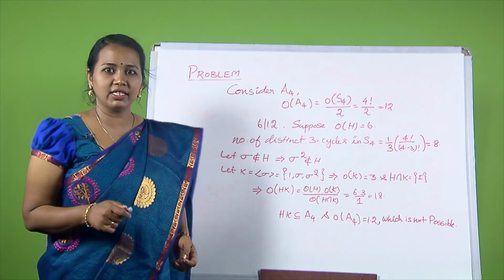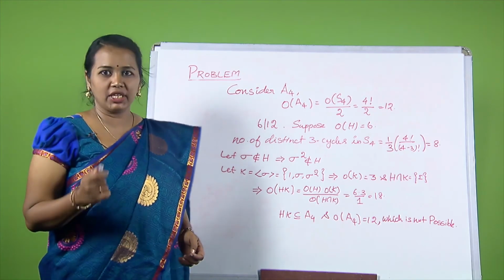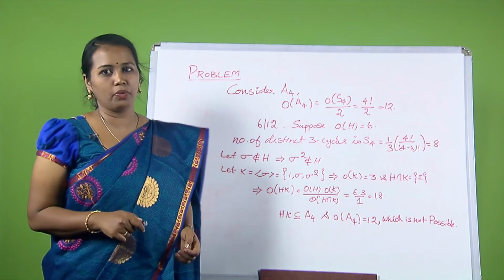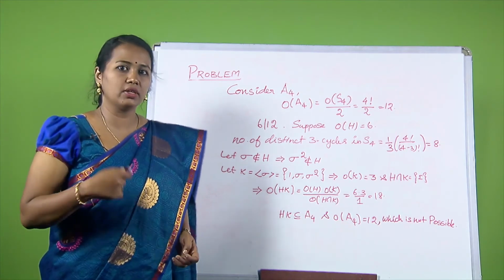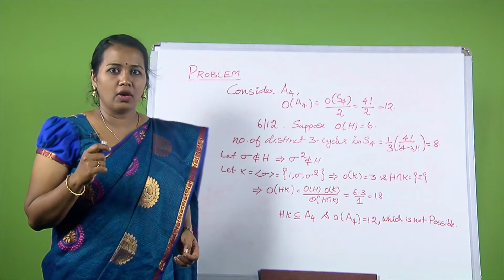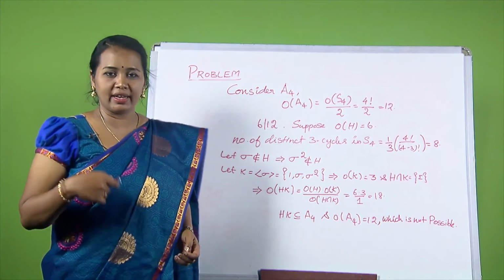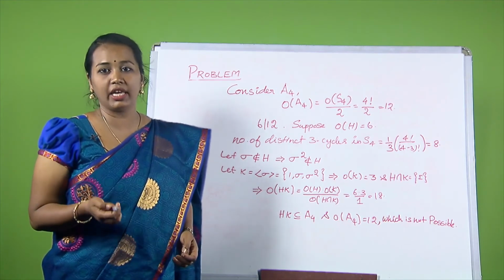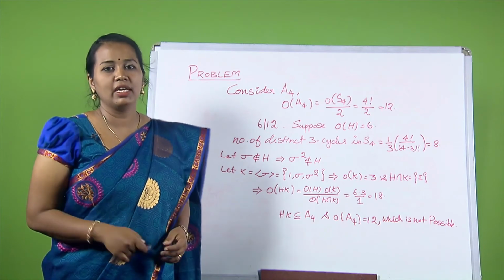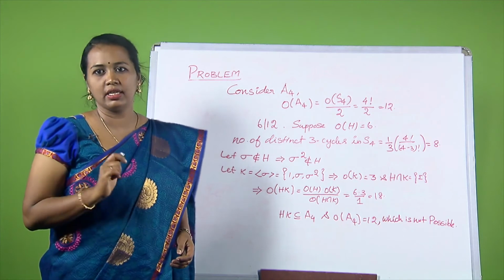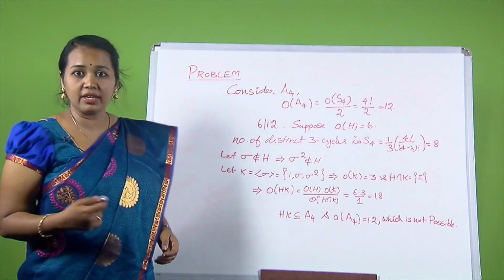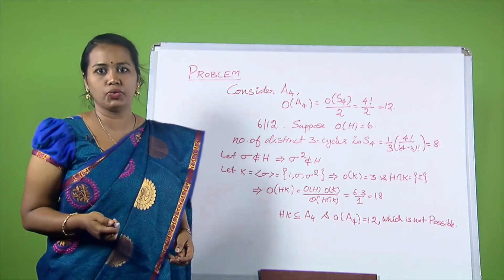Now in this problem, we shall verify whether the converse of Lagrange's theorem is true. Now what is Lagrange's theorem? It says that if G is a finite group and H is a subgroup of G, then order of H divides order of G. So what is the converse? If G is a finite group and there exists an integer k which divides order of G, does there exist a subgroup of G which has the same order as k? In general, this particular statement is not true.